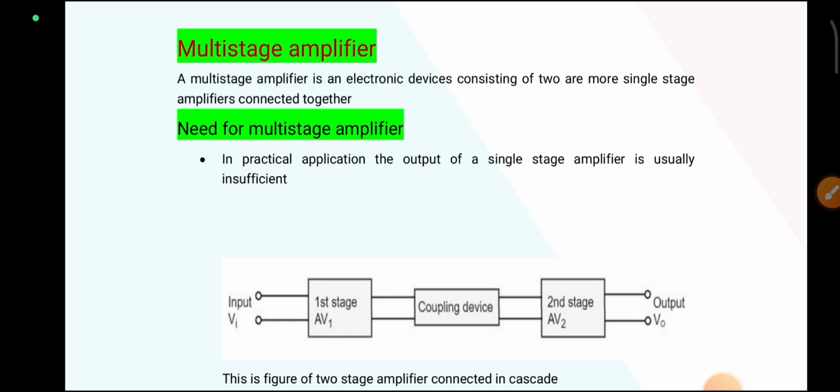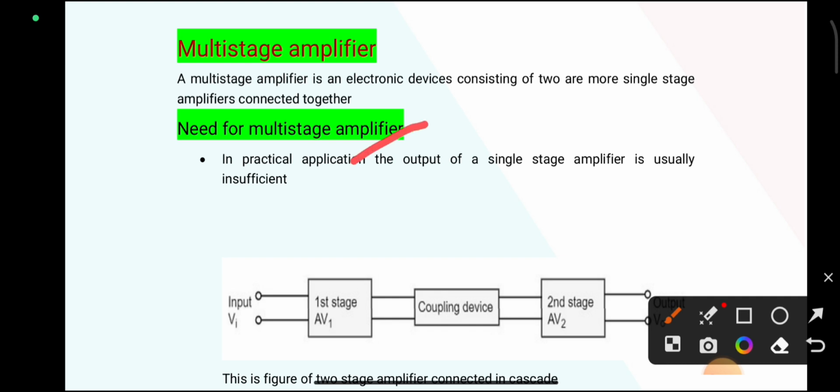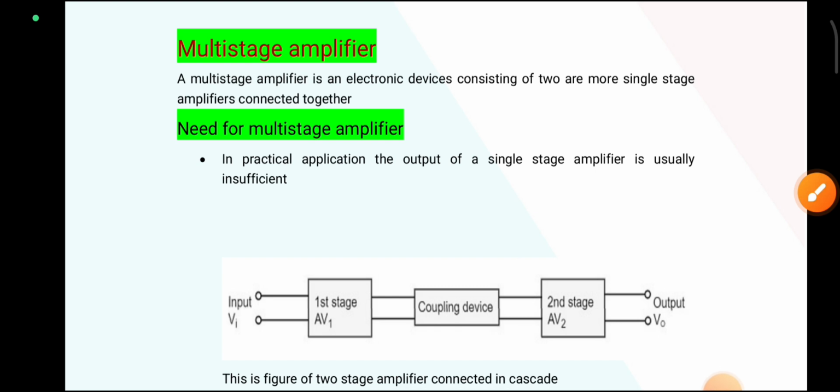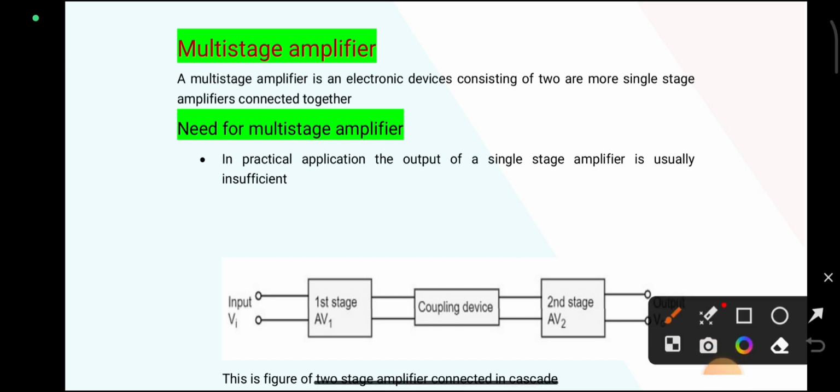Need for multi-stage amplifier. What is the need? Because the multi-stage amplifier has higher gain than the single stage amplifier. Practically, the single stage amplifier is usually insufficient to drive output devices like speakers, etc., because the voltage gain is less. So that's why the single stage amplifier produces insufficient voltage to the load. So that's why we use multi-stage amplifier in that case.